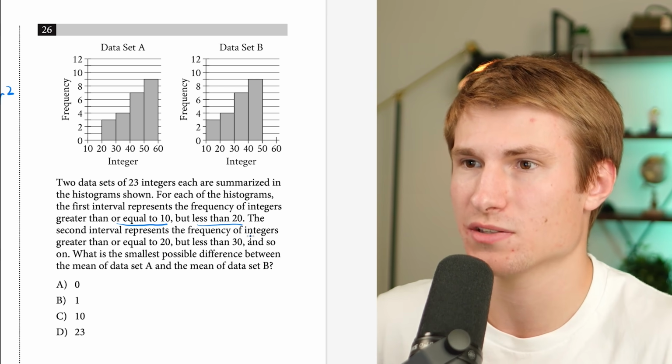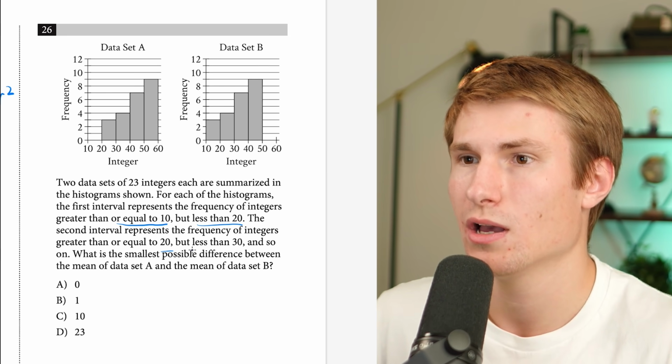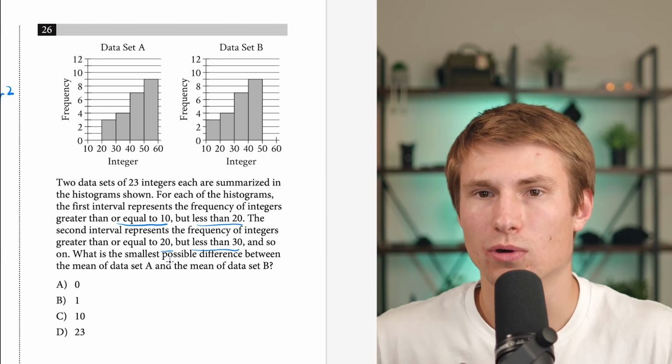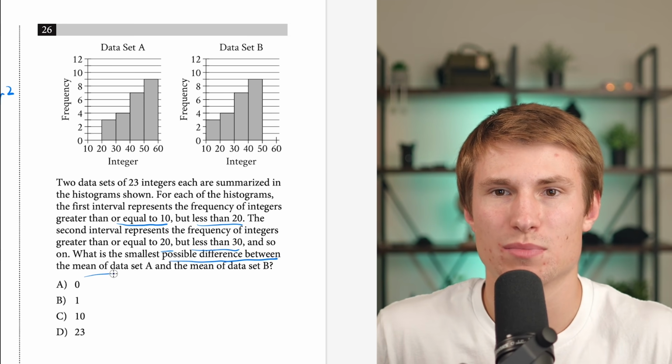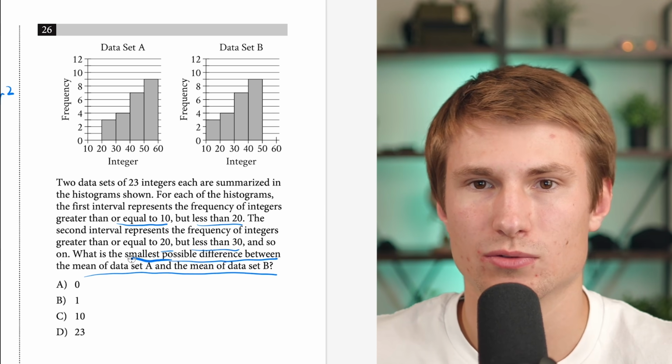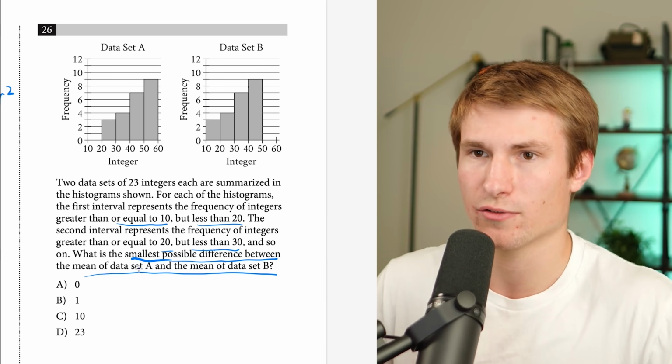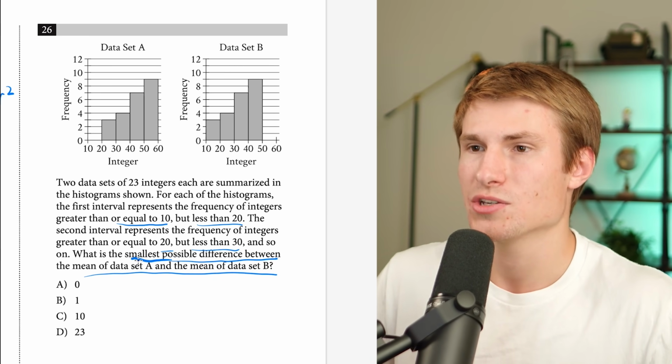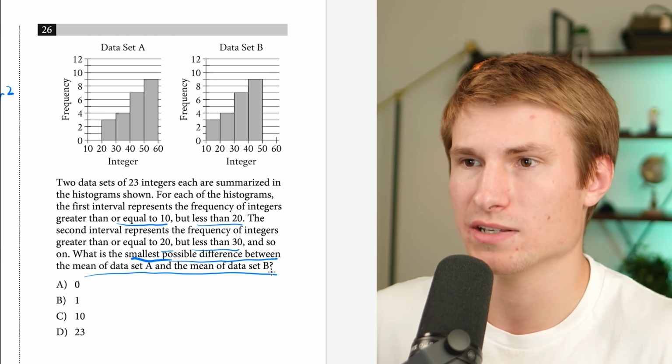The second interval represents the frequency of integers greater than or equal to 20, but less than 30, and so on. What is the smallest possible difference between the mean of data set A and the mean of data set B? So as you can see, it's a pretty logical question as for the setup of this. To get the smallest possible difference between these 2 data sets, you want to keep a couple of things in mind.